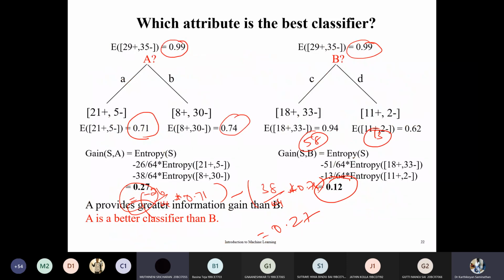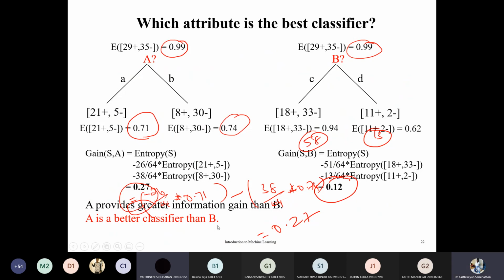Okay. So now the simple logic is to calculate the entropy. After calculating the entropy, then check with the positive and negative. Positive test cases into entropy minus negative test cases into entropy. This is your best classifier calculation using your decision tree.